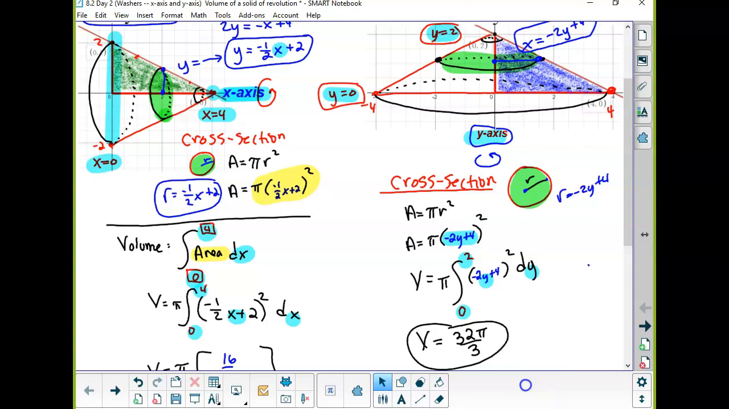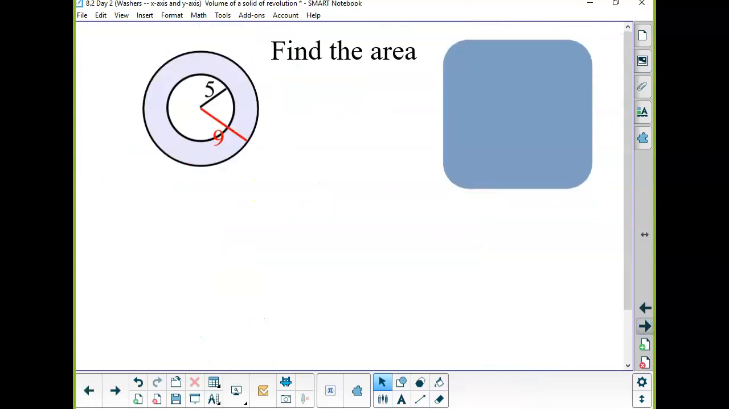Now I know you're still not super comfortable, and that's fine. We'll get there. I don't want to write this. I actually want to go pretty quick, but maybe just think about this. What if I asked you to find the area of that washer, right? The bluish area. How would you do it? Physically, what are you thinking of doing? Perfect. Area of the big circle minus area of the small.